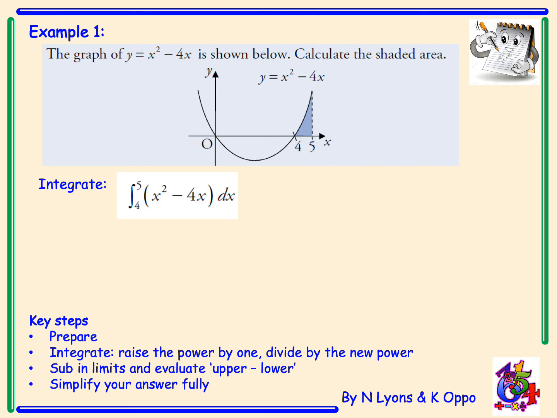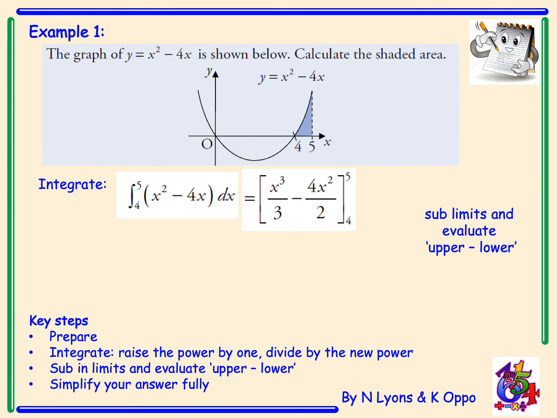So we've got the integral from 4 to 5 of x squared minus 4x with respect to x. That gives us a third x cubed minus 4x squared over 2 from x is 4 to x is 5. Now you sub in the limits and evaluate upper minus lower. Now in this case you would always simplify that first. 4 over 2 x squared is just 2x squared. Okay, so it's in simplified form now.